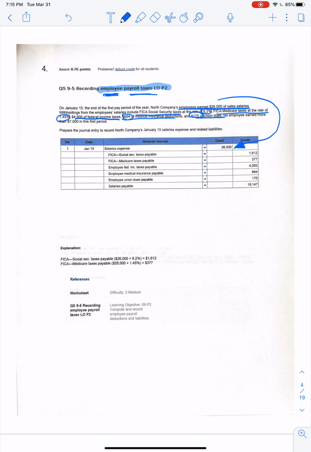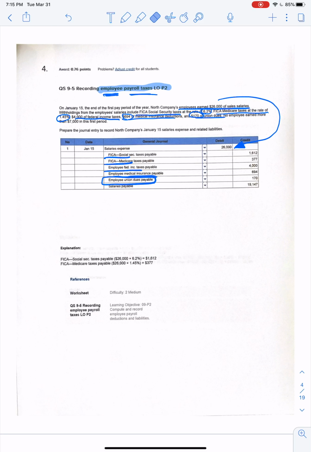So when you get a check, you've most likely seen Social Security come out. You've most likely seen Medicare come out. You've probably seen some federal income taxes. And most likely, if you're full-time and you qualify for health insurance, you've seen this medical insurance come out. The one you may not have seen is these union dues payable.